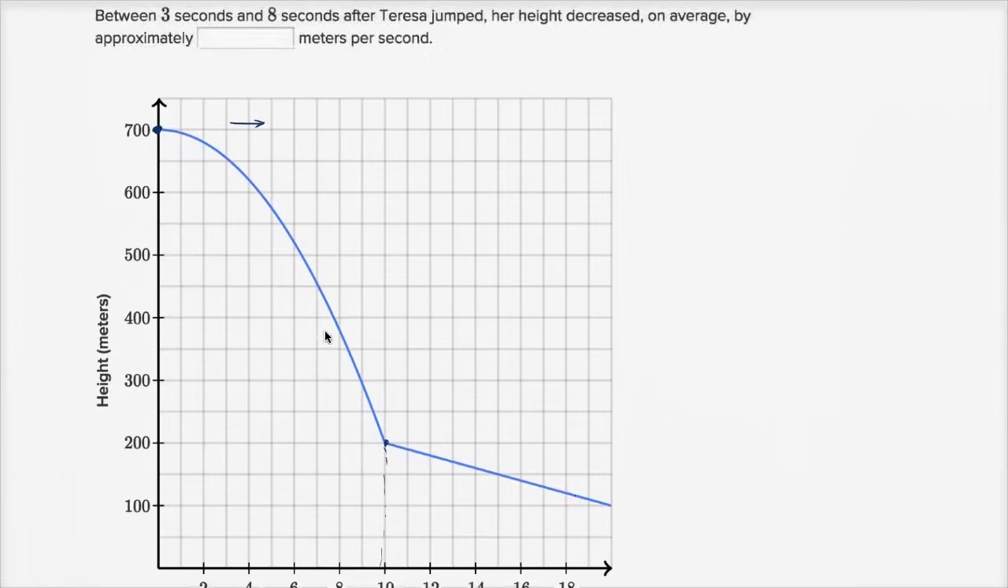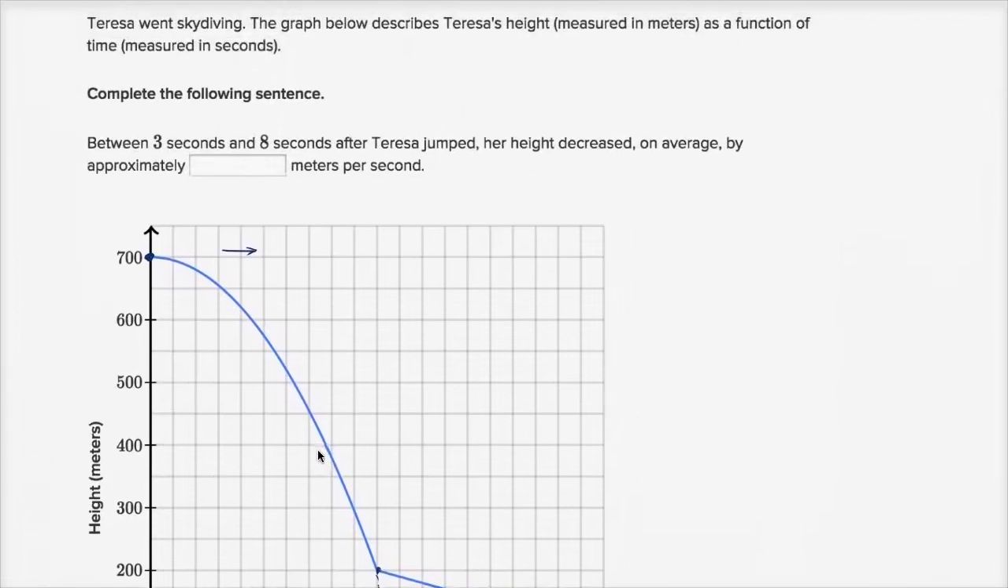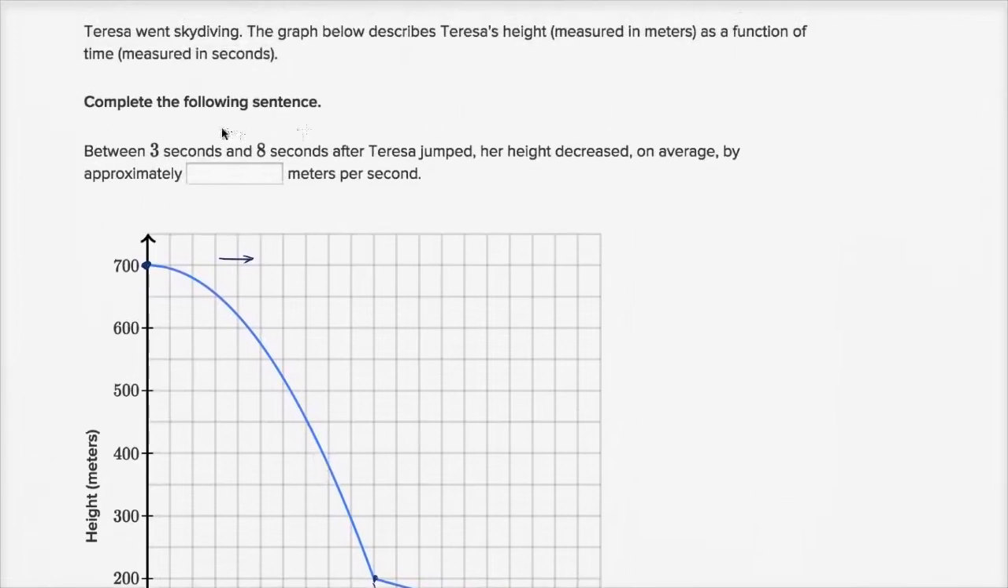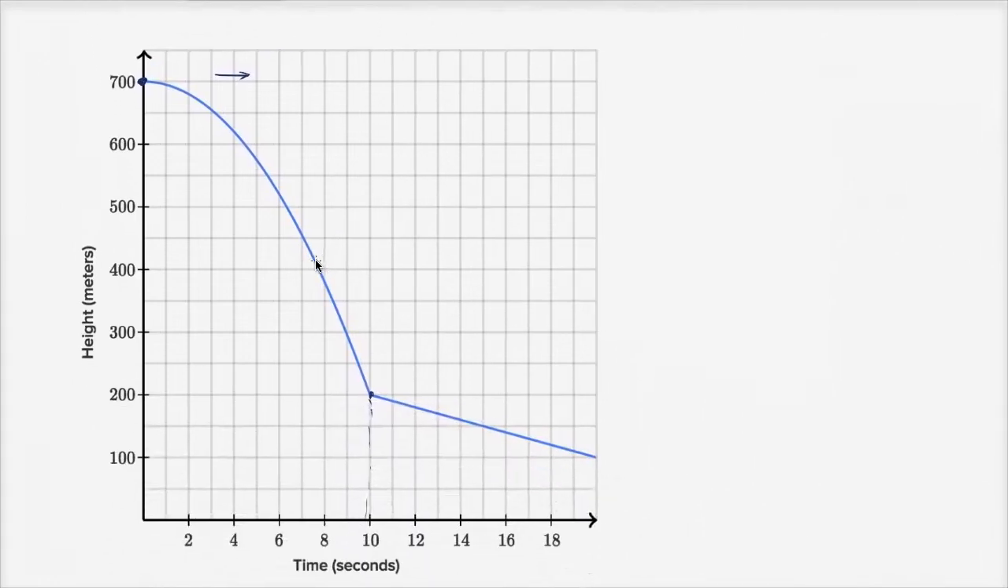All right, but let's see what they're actually asking us. They say, complete the following sentence. Between 3 seconds and 8 seconds after Teresa jumped, her height decreased on average by approximately blank meters per second. So between 3 seconds and 8 seconds. At 3 seconds, so time is 3 right over there, let's see what h of 3 is. What is her height at 3 seconds?